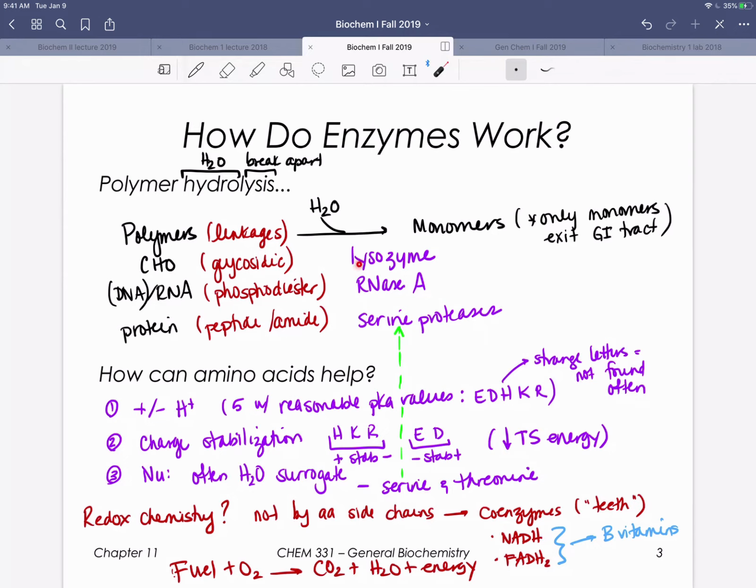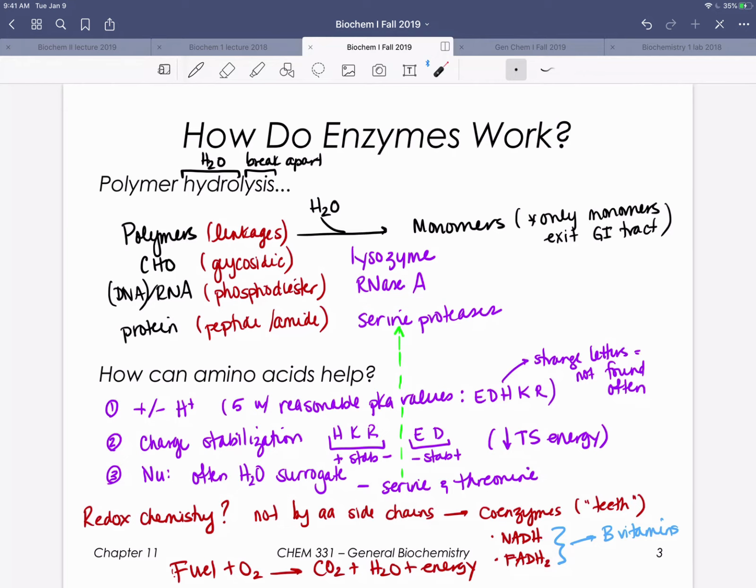So we're going to have lysozyme that does that. DNA and RNA, having phosphodiester bonds, are going to be using RNase A. And I should say RNase A is really just for RNA here. Protein or amide bonds are going to be cleaved by serine proteases.